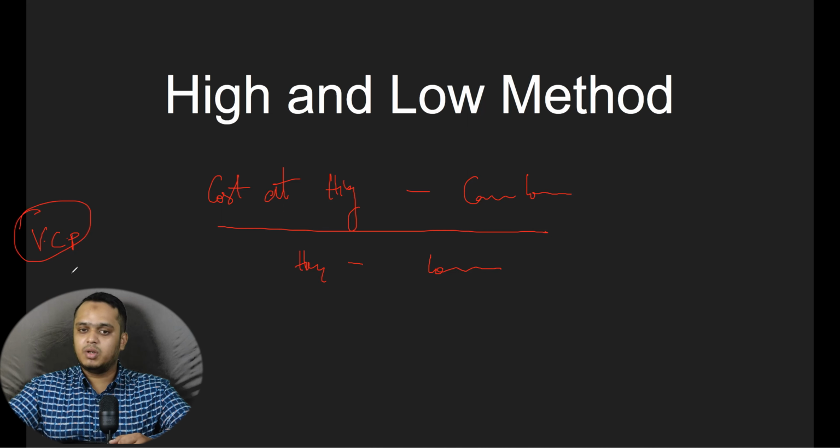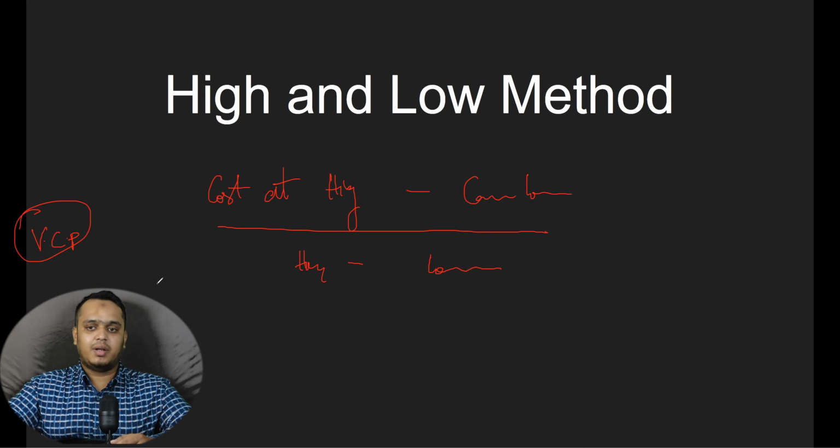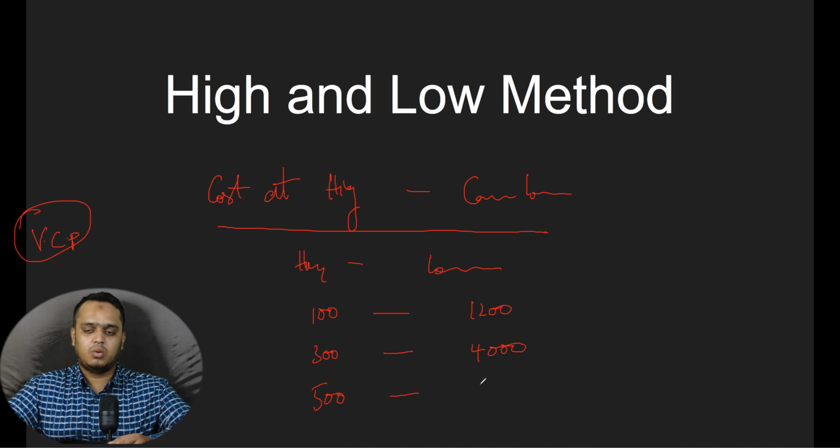Once you find out the variable cost per unit, let's take an example. Suppose I'm having 100 units of production and the total cost of it is 1,200. Then I'm having 300 units of production and the cost of it is somewhere around 4,000. And then I'm having 500 units of production and my total cost is somewhere around 4,500. So I can take the highest and lowest activities. What is the cost at highest activity? 4,500. So I take 4,500 minus 1,200 and divide it by 500 minus 100.